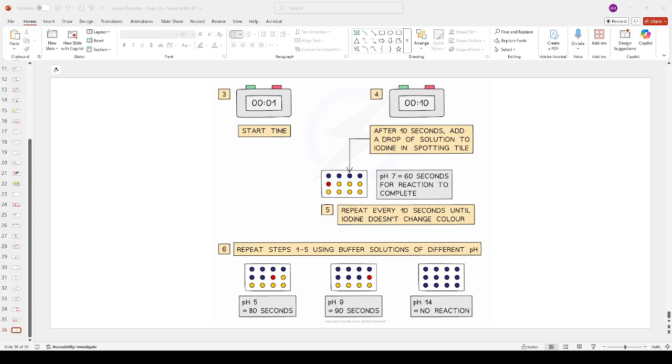So at pH 7, it turned orange on the 5th tile. At pH 5, it turned orange on the 8th tile. At pH 9, it turned orange on the 8th tile. Wait, did I just say 8th twice? For pH 5, it turned orange on the 7th tile. And at pH 14, it didn't even metabolize.